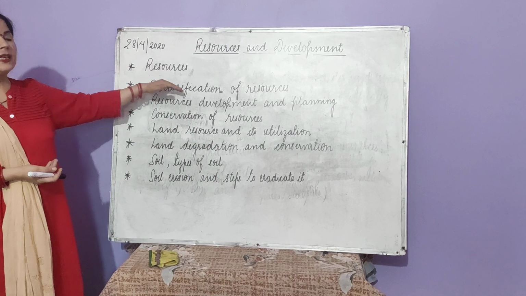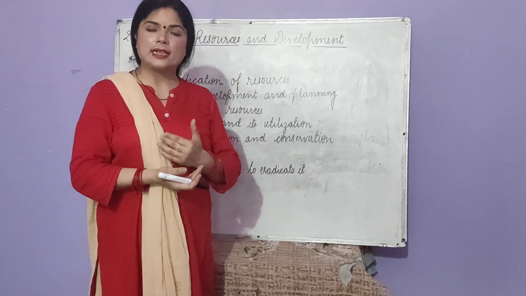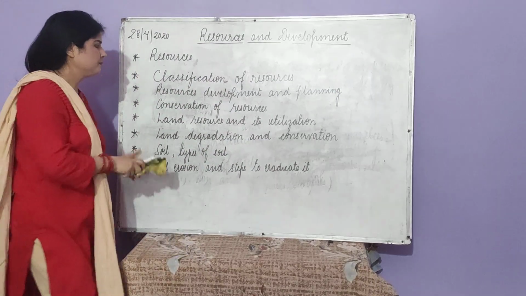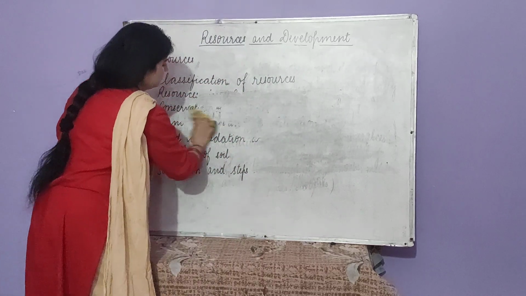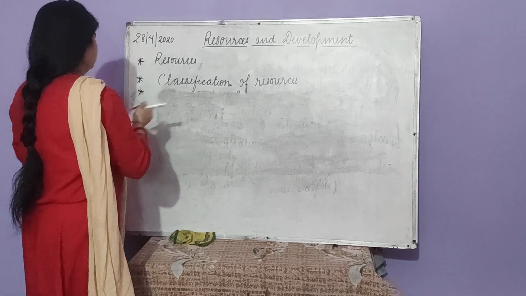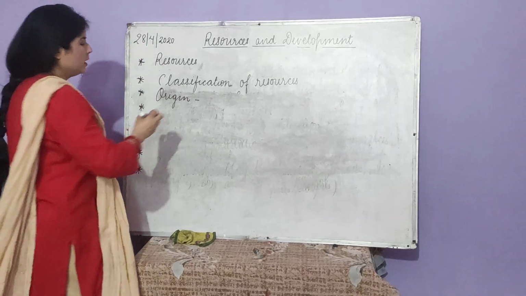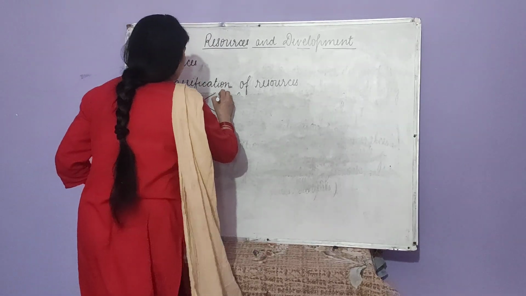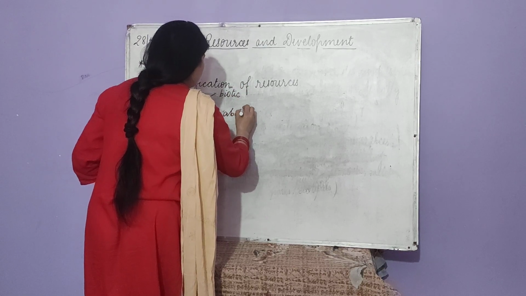Now second is classification of resources. There are different bases on which we can classify these resources. First is on the basis of origin. Here we classify these resources into two ways: biotic and abiotic.